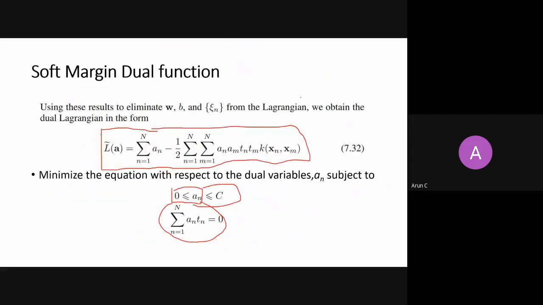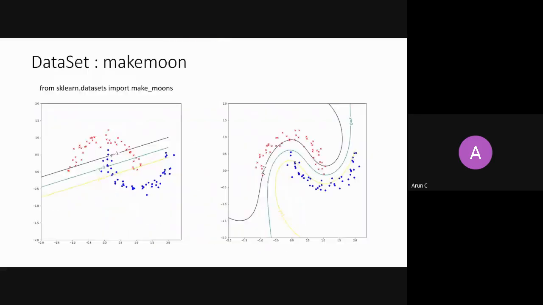What is the difference? This is exactly the same problem which you have solved for hard margins. The only thing you need to accommodate is this part, that A should be less than or equal to C, right? This is the only thing that you need to accommodate in that code. I don't want to just spoon feed you directly, so spend some time, change that code and produce this graph for me, right? And then share it to that repository.